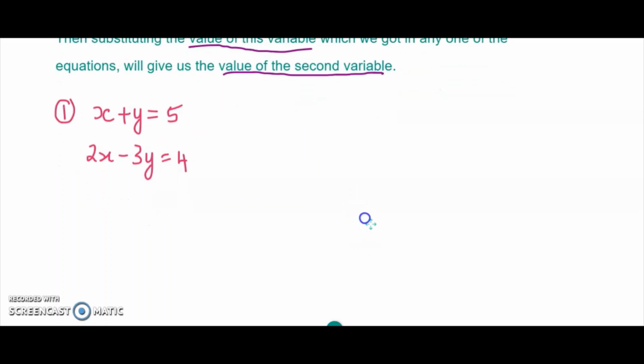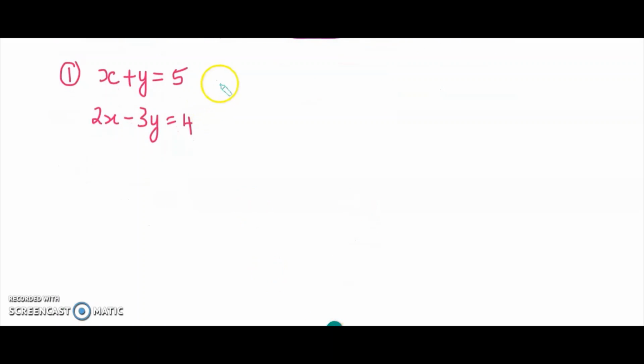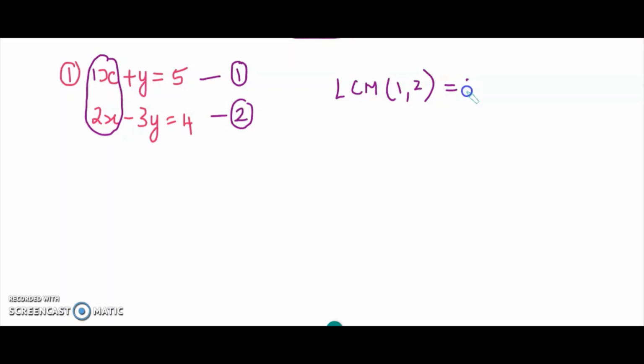So the first rule for elimination is you have to number the equations as 1 and 2. The second step is you have to select any one variable among the two equations. I am going to select the x variable. The moment I select the x variable, I look at the coefficient of x. In the first equation, it's 1, no number means 1, and in the second equation it's 2. So I'm going to make them equal. How can you make them equal? By finding the LCM of the two numbers. And we know that the LCM of 1 and 2 is 2.